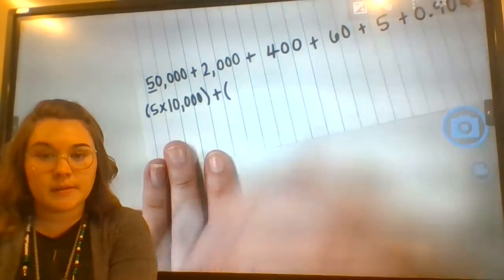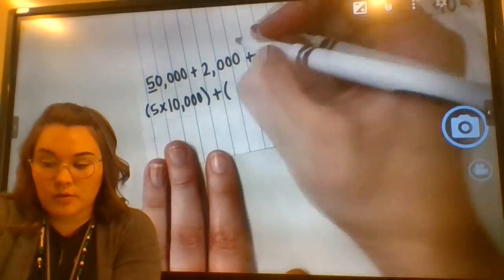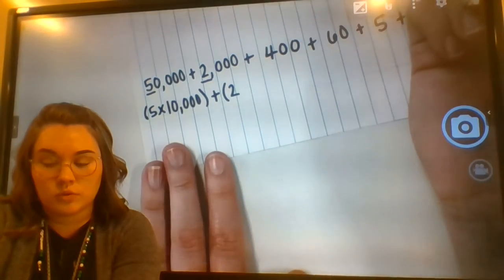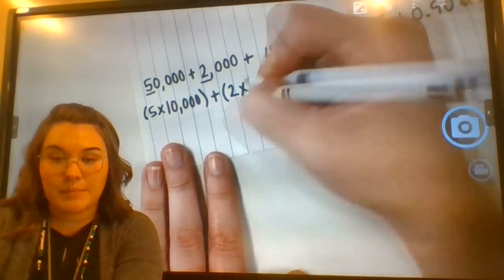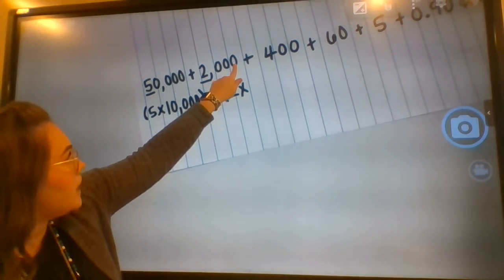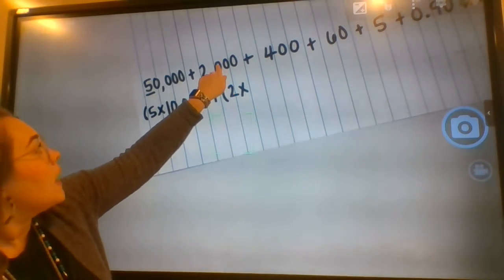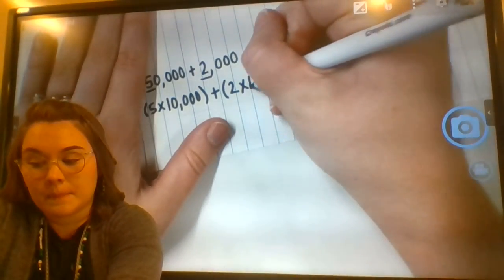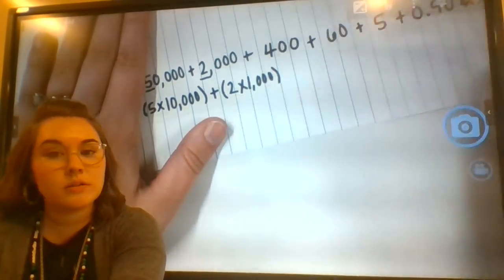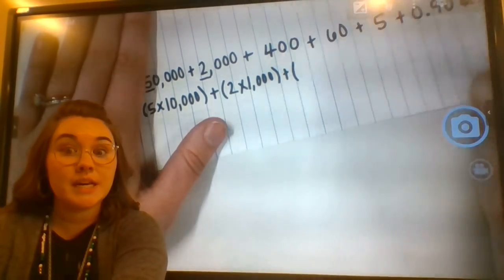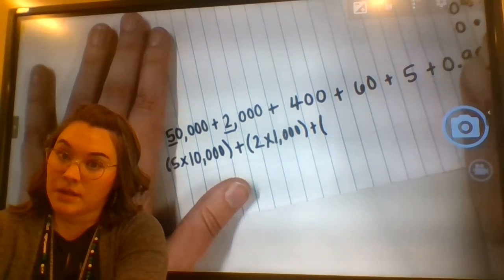Remember, we're going to start our parentheses and we're going to write down whatever number is right here, the very first number. So we've got a 2. And we're going to multiply that by whatever place value that 2 is in. So we know it's in the ones, 10, say it with me, hundreds, thousands. So we got to multiply it by 1,000. And then we're going to add it to parentheses.